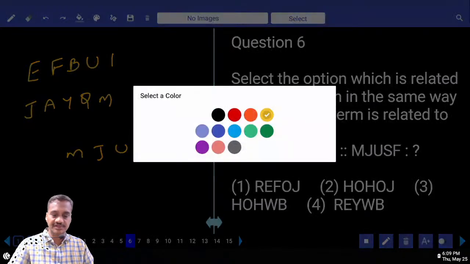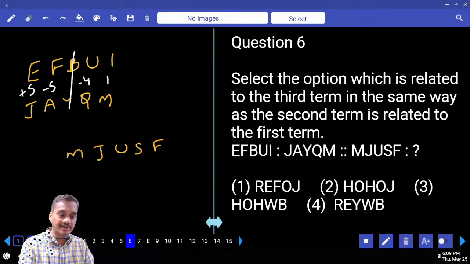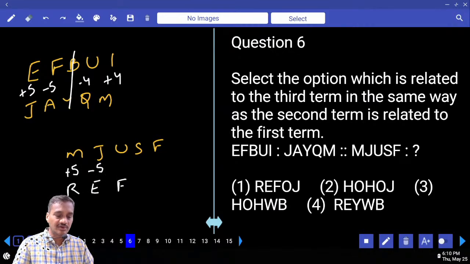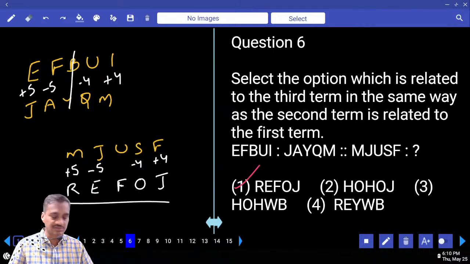Then if you check out E and J, what is the difference we have? Plus 5. F and A, minus 5. And here, B and Y, they are opposite to each other. U and Q, minus 4. I and M, plus 4. First letter plus 5, minus 5, opposite. And next one minus 4, plus 4. Now M plus 5, 13 plus 5, 18, R. Here 10 minus 5 is 5, fifth letter is E. And U's opposite letter is F. Now S minus 4, 19 minus 4 is 15, O. And 6 plus 4 is 10, G. R, E, F, O, G, choice 1, question number 6.